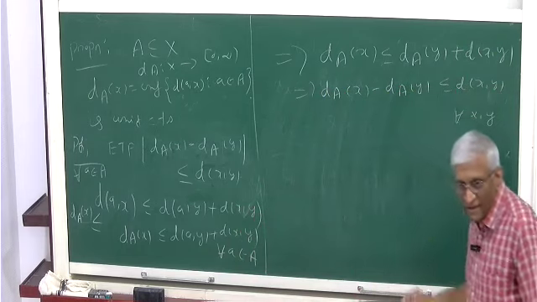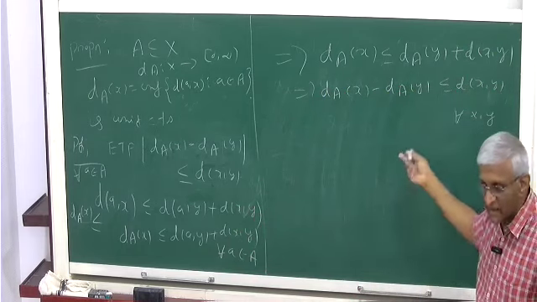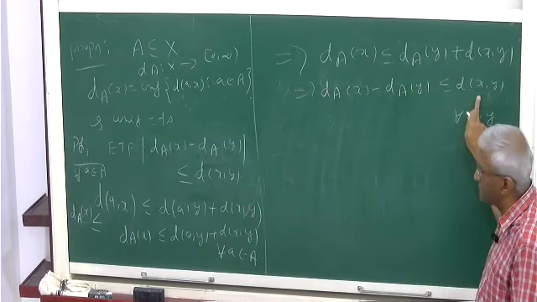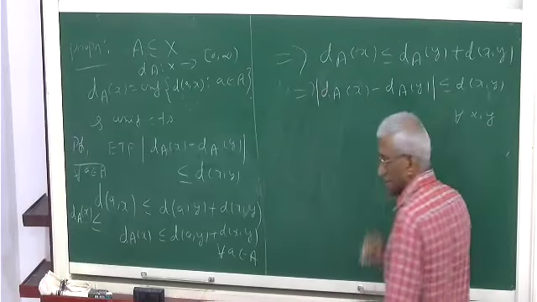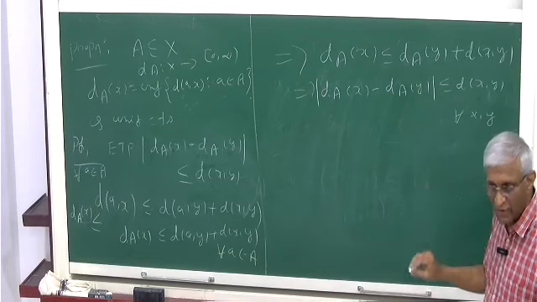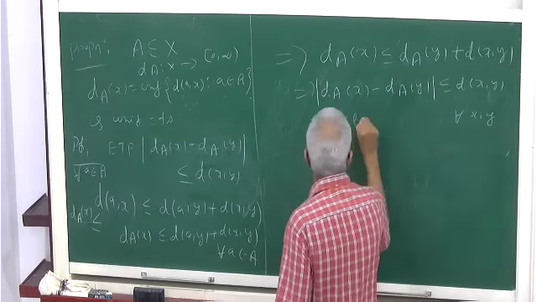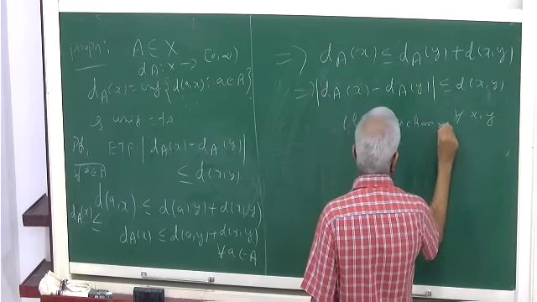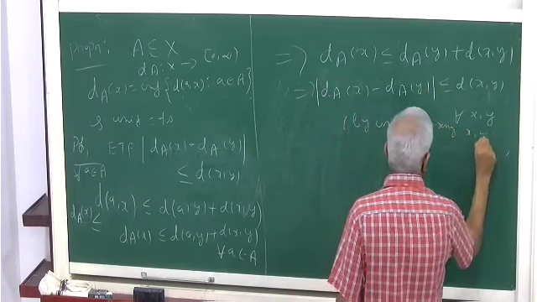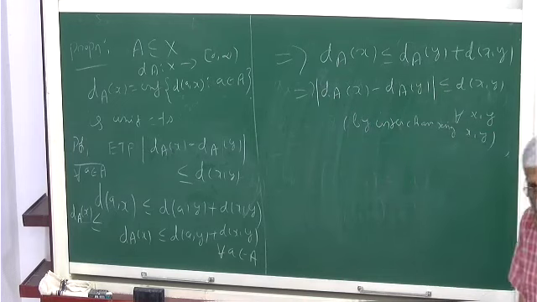Now there is nothing special about x and y. You can interchange x and y. This doesn't change, so that will just become a minus sign. So you can put this by interchanging x and y. So we have got the inequality, so it is uniformly continuous.